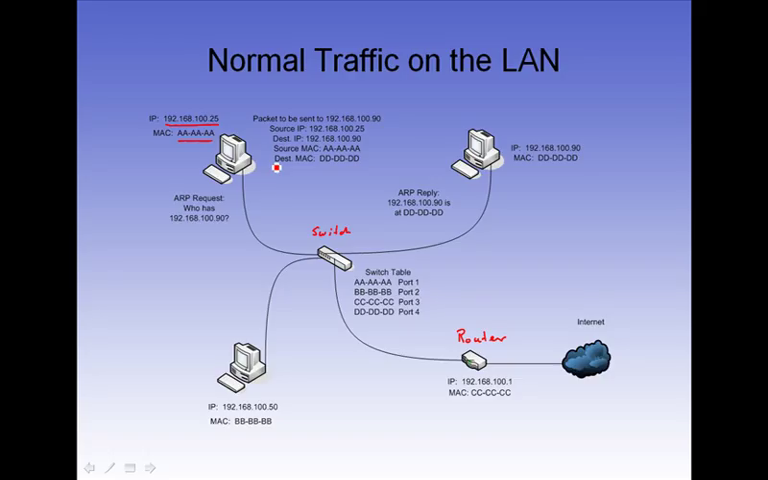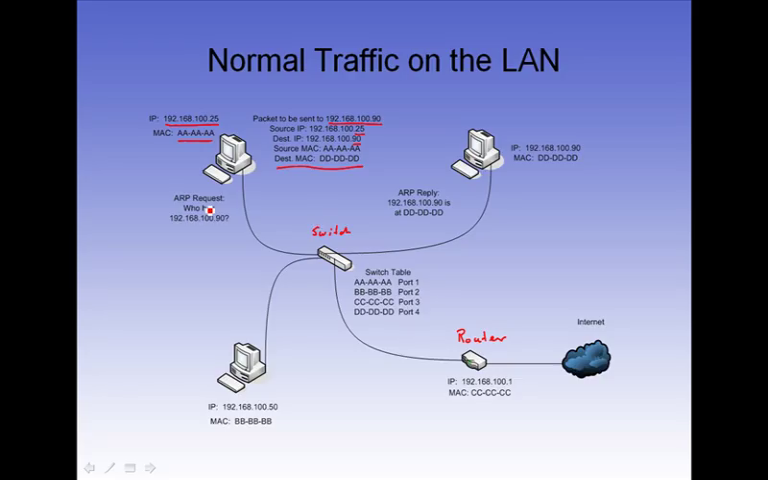genuine MAC address. Now let's assume here that this computer, the .25 computer, has a packet that needs to be sent to 192.168.100.90. Now this is on the same network. So the source IP is going to be the .25 machine. The destination is the .90 machine. The source MAC address is the AA. Now, at this point, unless it's already in the cache, the .25 machine doesn't know the destination MAC address of the .90 machine.